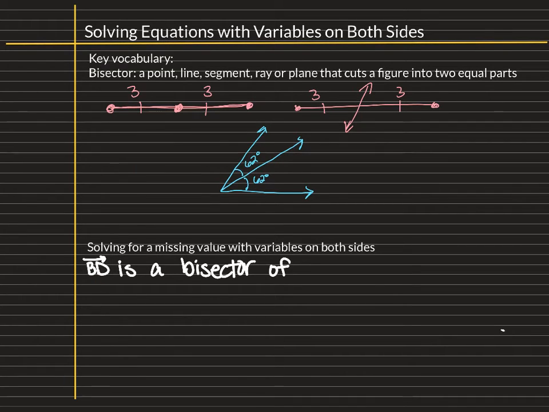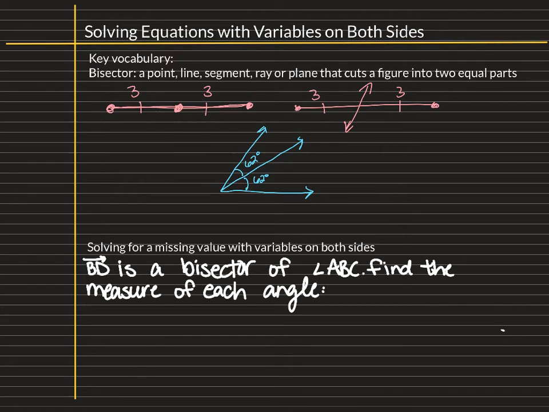So BD is a bisector of angle ABC. And we want to use this information to find the missing angles. Okay, so I have an angle here and I've cut it in half. I need to label my points. So my larger angle is angle ABC, and then the ray that's cutting it in half is ray BD.